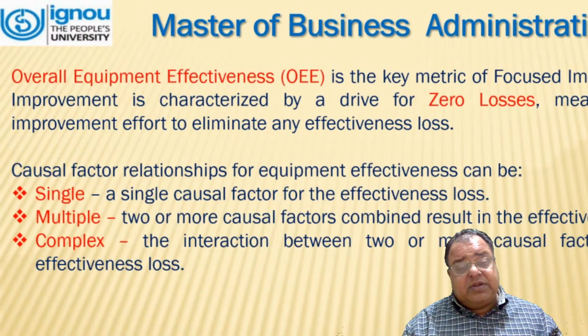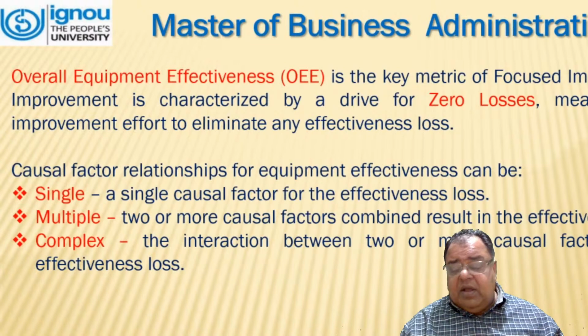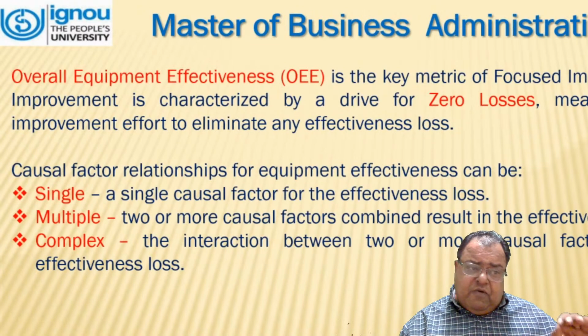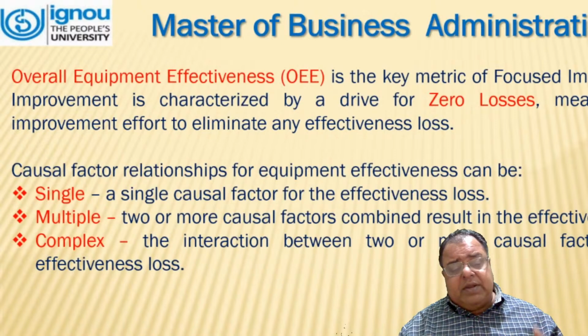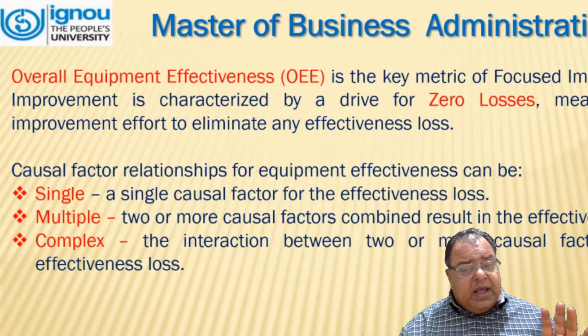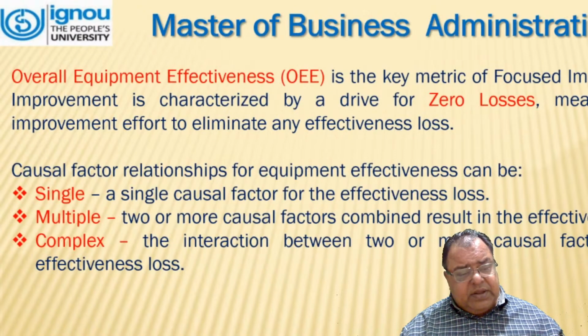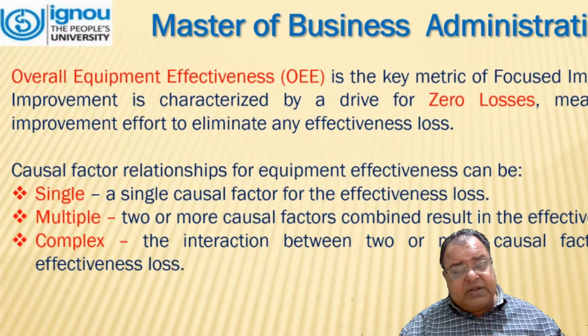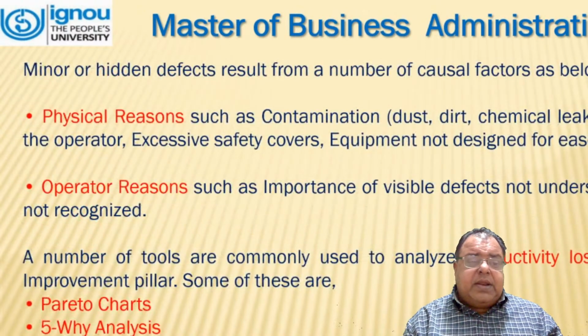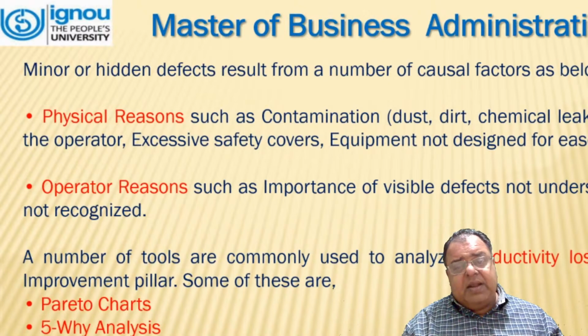Overall equipment effectiveness, that is OEE, is the key metric of focused improvement. Focused improvement is characterized by a drive for zero losses, meaning a continuous improvement effort to eliminate any effectiveness loss. Causal factor relationships for equipment effectiveness can be single: a single causal factor for the effectiveness loss. Multiple: two or more causal factors combined result in effectiveness loss. Complex: the interaction between two or more causal factors results in effectiveness loss. Minor or hidden defects result from a number of causal factors.